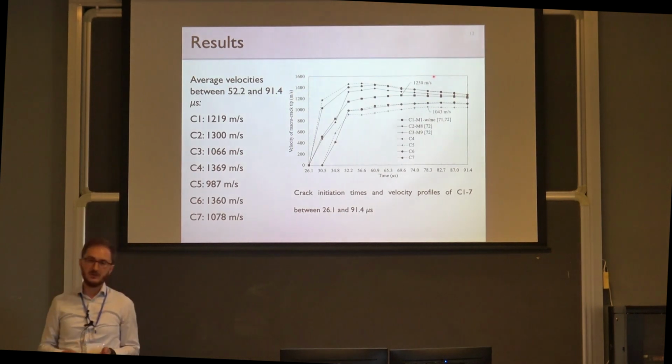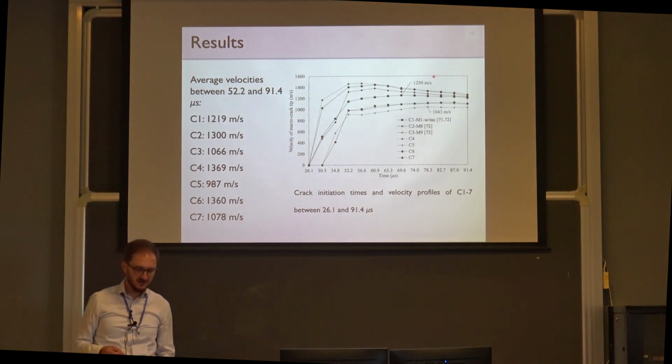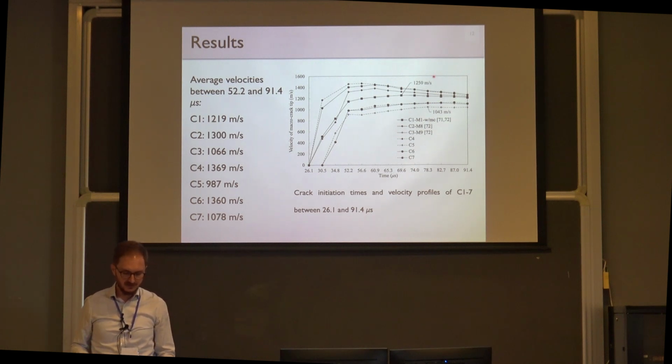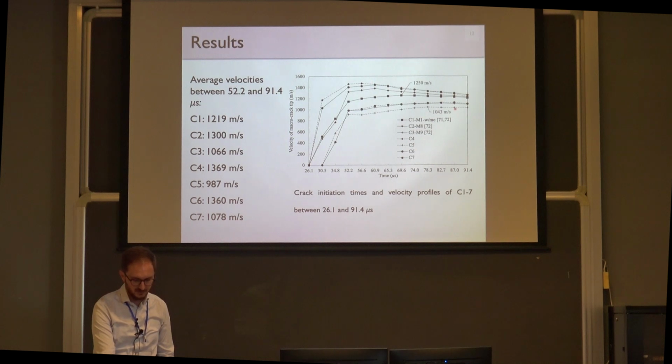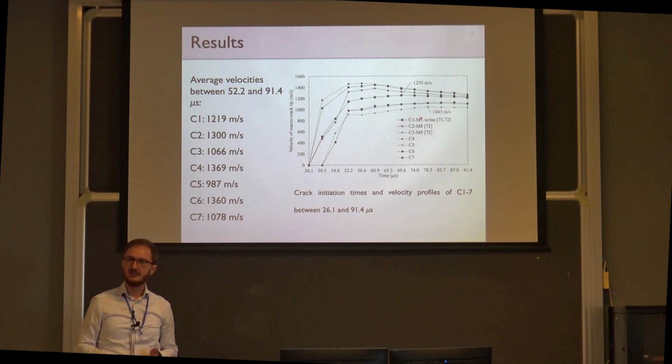And when we compare the average velocities, the slowest one is case 5, and the velocity profile in the figure shows this. You see at the bottom of the figure, case 5, the weakest model. The greatest crack velocity can be seen in case 2.